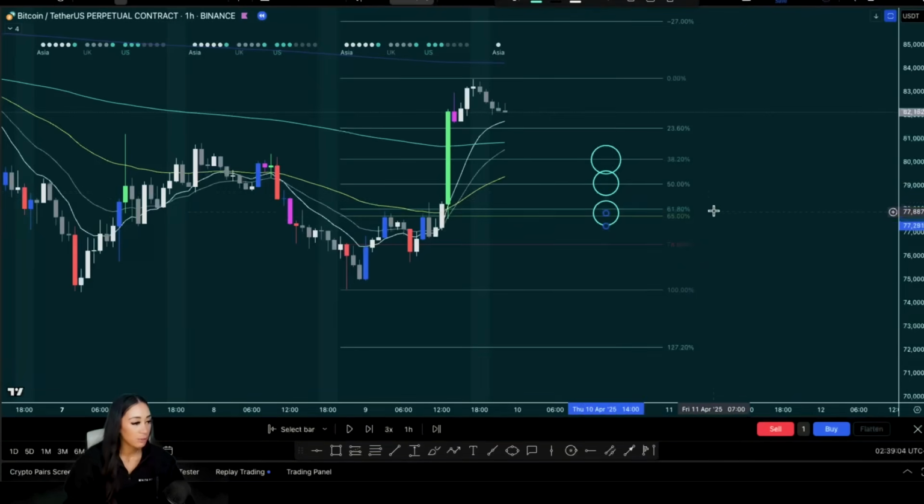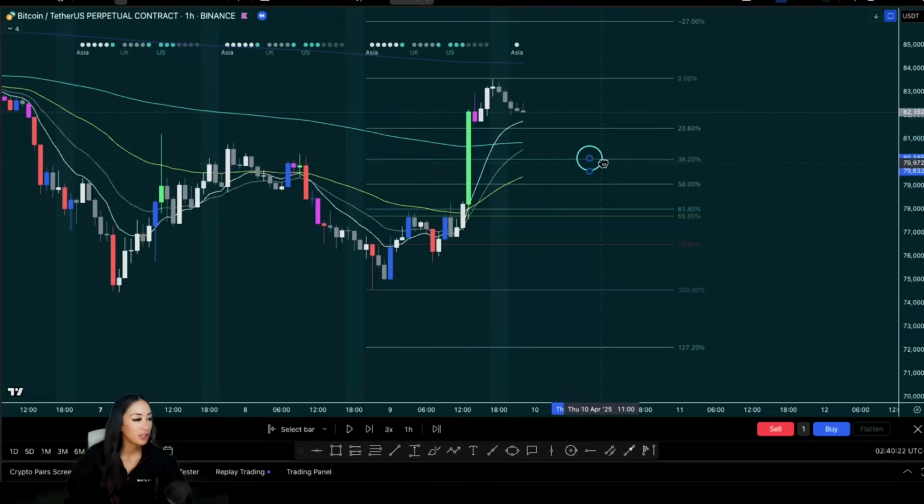61.8 or 65 is the golden pocket, which is one of the most respected zones when it comes to crypto trading. And the 78.6, this is your deep pullback. This is the last line of defense before the trend risks flipping. The deeper the pullback, the more cautious we need to be with stop loss placement and exit planning.